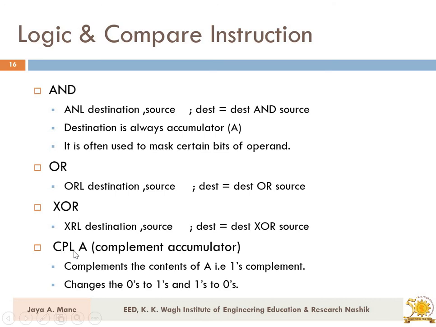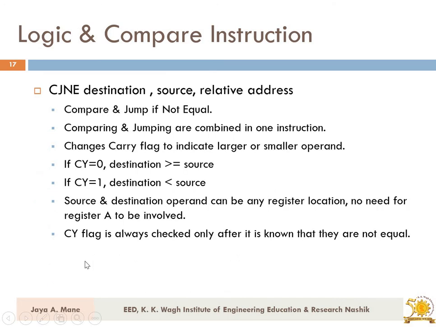Then there is one complement instruction. When you say complement, it gives you the ones complement of the number. Ones complement means that if you have a bit as 0, it gives you 1, and if you have a bit as 1, it gives you 0. So that is your complement. Again, it can be performed only on the accumulator register. The mnemonic is CPL. CPL stands for complement, complementing the contents of the accumulator.